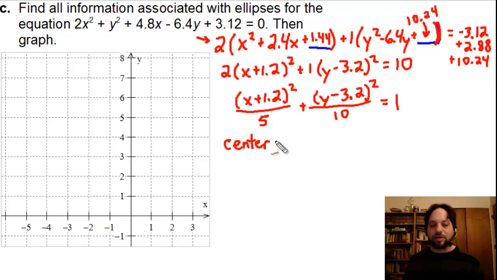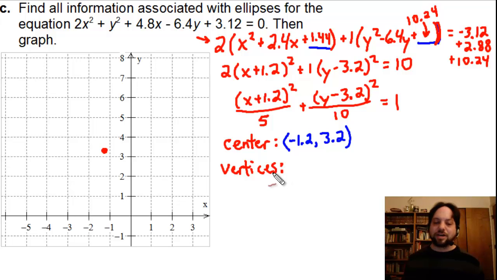After all, everything really needs to start with the center on these graphs. And hopefully it's easy for you to tell that the center is simply negative 1.2, comma, positive 3.2. That's just coming from the h and k. So if I go ahead and graph that here, negative 1.2, comma, 3.2, looks like my center is going to be about right there.